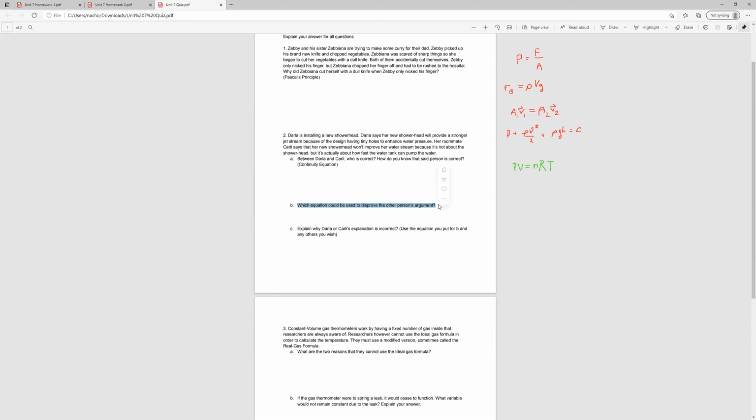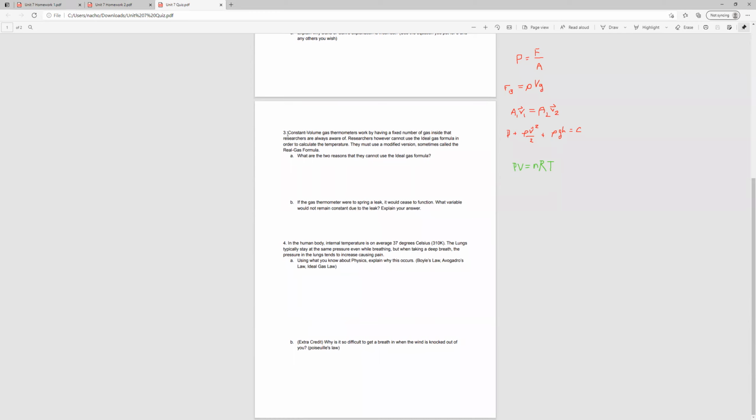Which equation could be used to disprove the other person's argument? For this one, I was just looking for whether you are using Bernoulli's equation or continuity. You could have literally taken this equation and written it in B and got full credit, right? Because Carly is wrong. It's not about how fast the tank can pump water, because that helps the water get to the shower head. That doesn't actually make the water forced out any faster, because that's dependent on the little holes. It's slightly dependent on the pressure, but I wouldn't worry about that too much. It's mainly the shower head. Okay.